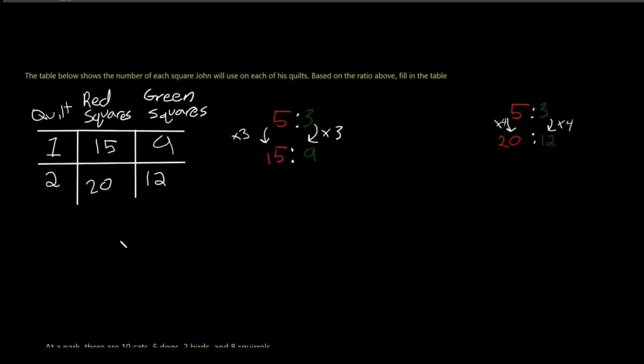Let's move on to the second problem. At a park, there are 10 cats, 5 dogs, 2 birds, and 8 squirrels. And the question asks us, for every 1 dog, there are 2 what? Well, in order to solve this problem, let's just write out the ratio between each of these animals. We only need to write out the ratio of dogs to other things because we know that there will be dogs in this problem, so we can start with dogs each time.